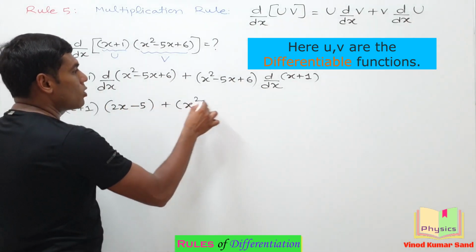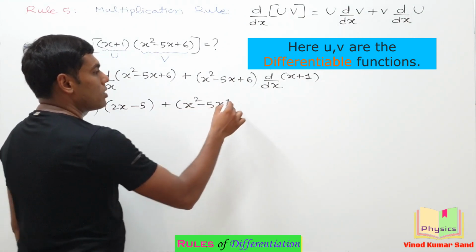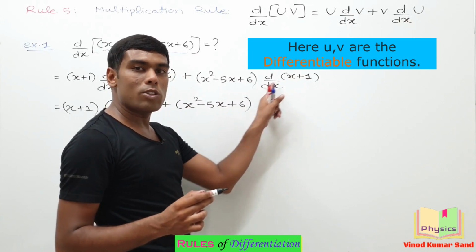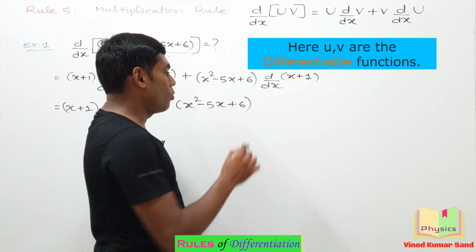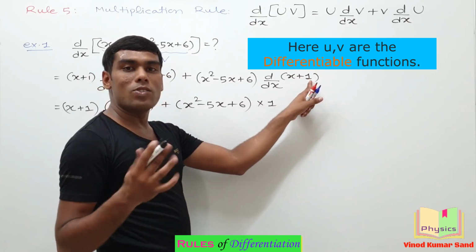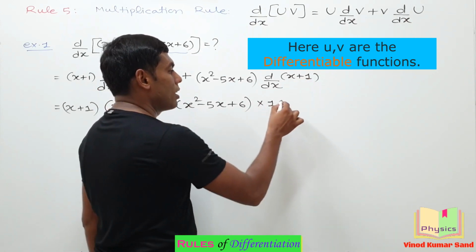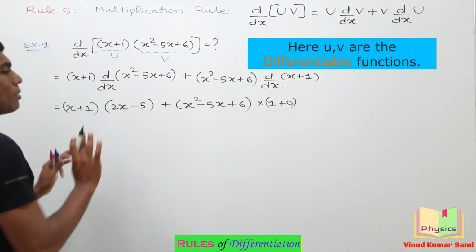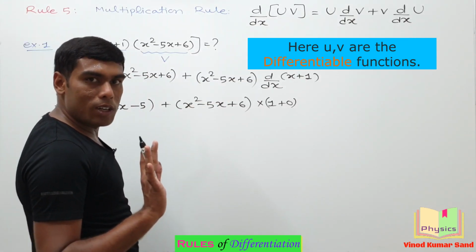Plus x square minus 5x plus 6 d by dx of x. Differentiation of x with respect to x is 1 and differentiation of this 1 is 0 because 1 is a constant quantity. Fine. This is the final answer. If you wish, you can simplify it further or you can leave it here only.